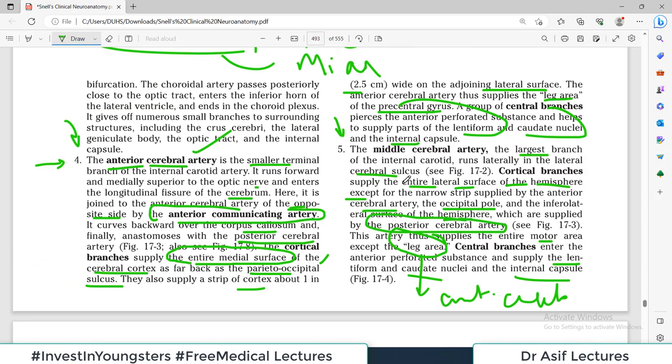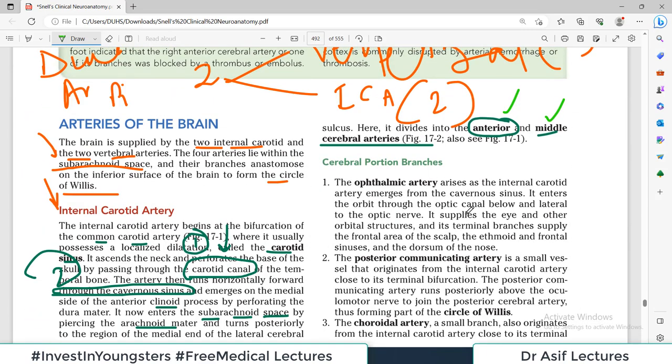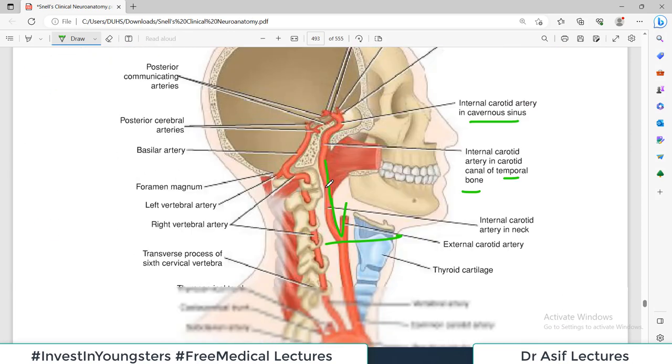So ye dono ho gayi terminal branches of internal carotid, lekin in terminal branches ke ilawa bhi kuch branches nikalti hain, such as the ophthalmic artery, which arises as the internal carotid artery emerges from the cavernous sinus and it enters the orbit, because it is ophthalmic artery, so it will go towards eye. The optic canal below and lateral to the optic nerve, it supplies the eye and other orbital structures, and its terminal branches supply the frontal area of the scalp, ethmoid, frontal sinus and dorsum of the nose. So ophthalmic artery is a branch from the internal carotid.